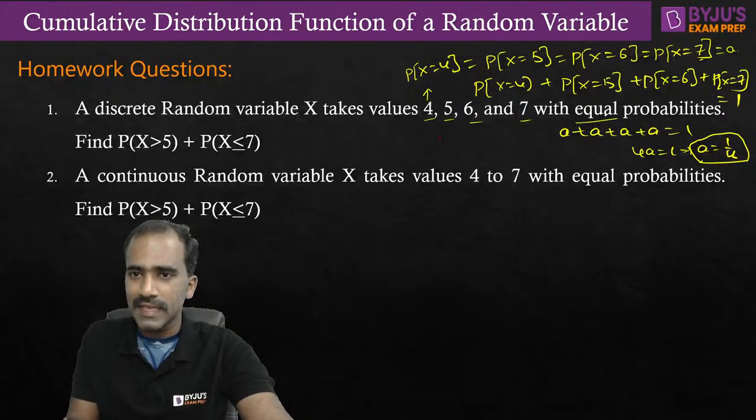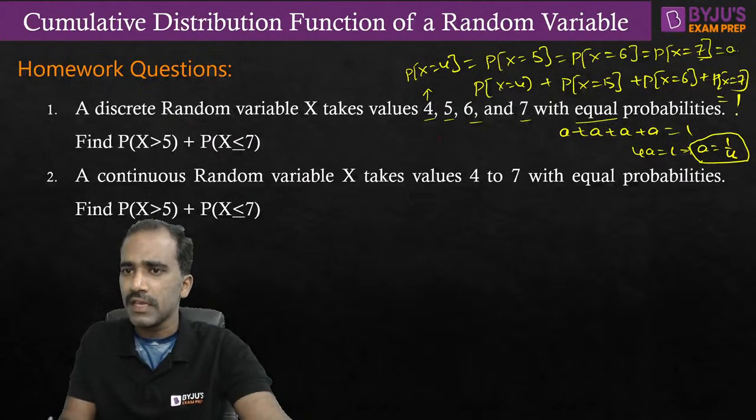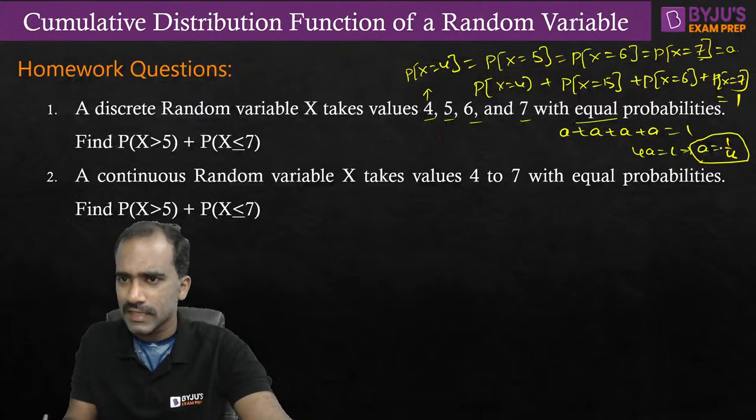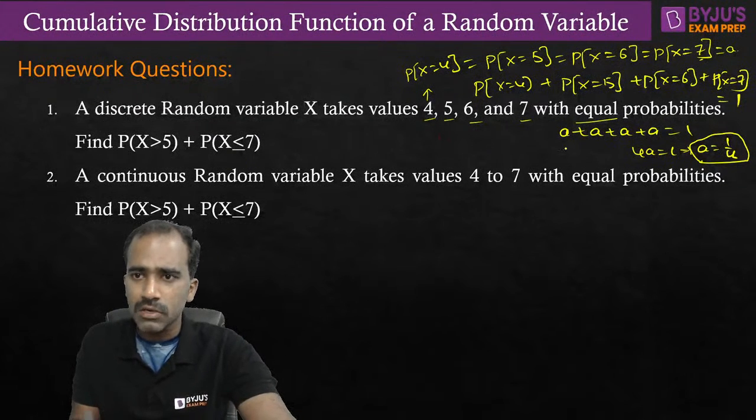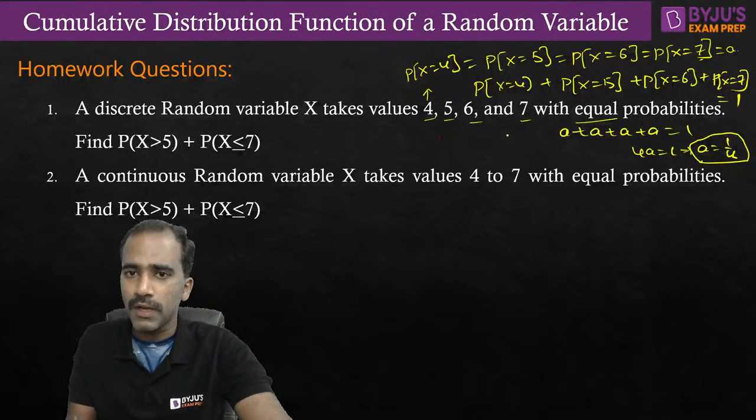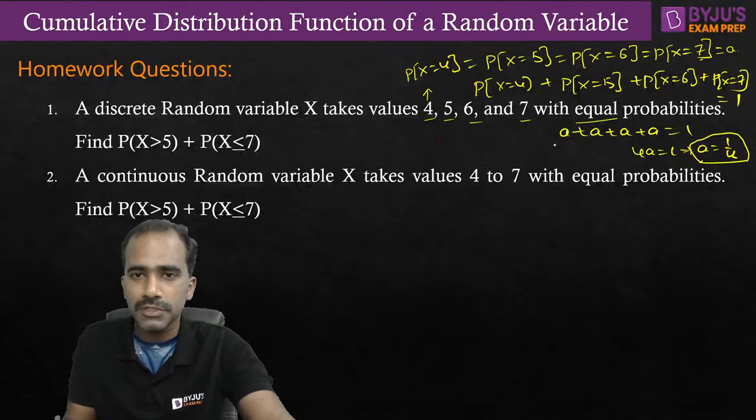Very simple. When they're saying equal probabilities, it is easy to figure out the probability of each value. Or you can go with this procedure if you are having any confusion. Okay, this is an easy thing to figure out. But that is not the question. They're not asking us the probability of each value. That would be a very easy question if they asked.